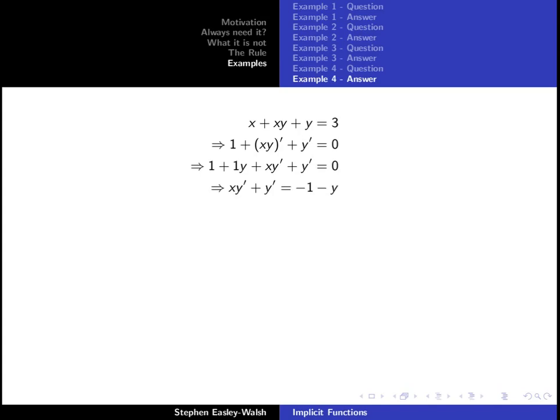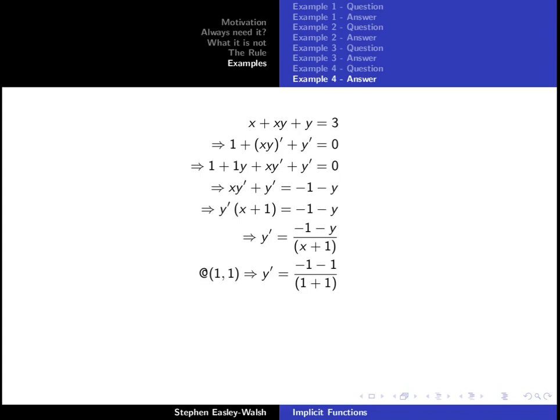On the left, y derivative is in common to both terms, we can factor this out, giving us the result that y derivative times x plus 1 equals minus 1 minus y. And so we have y derivative equals minus 1 minus y over x plus 1. Evaluate this at the point 1, 1, and this will give us the slope of our tangent, that is m equals minus 1.